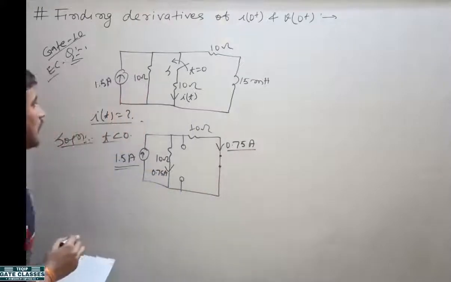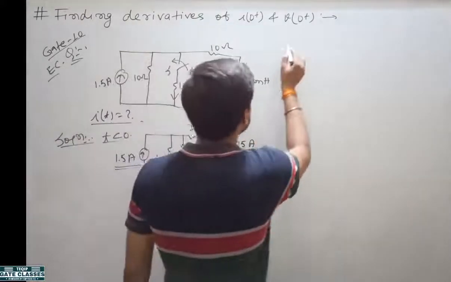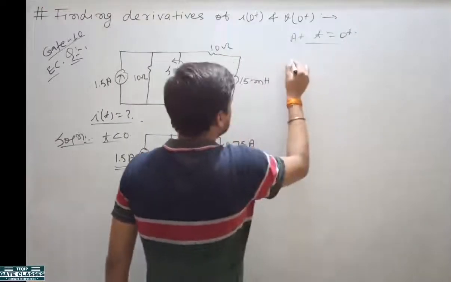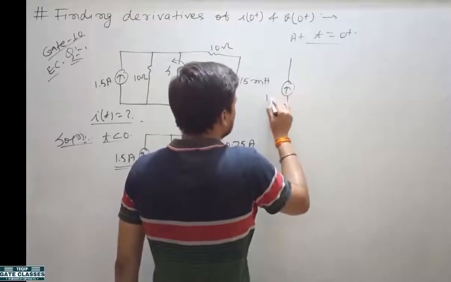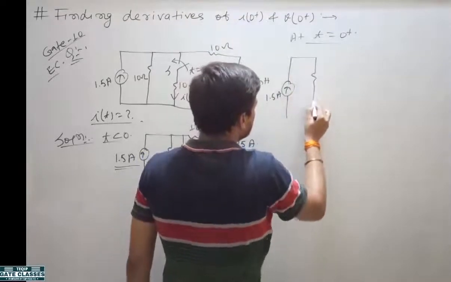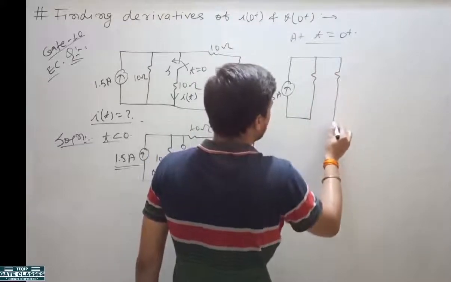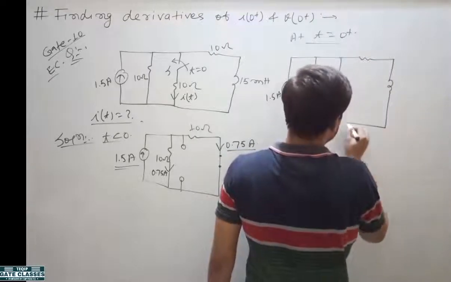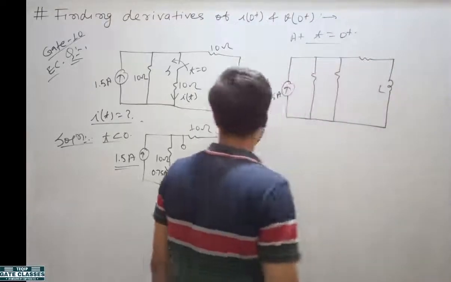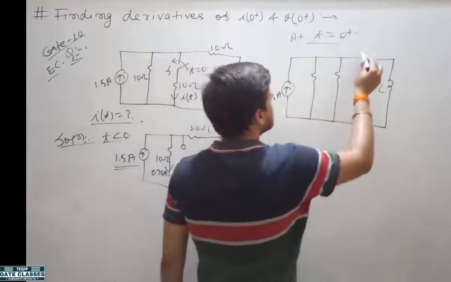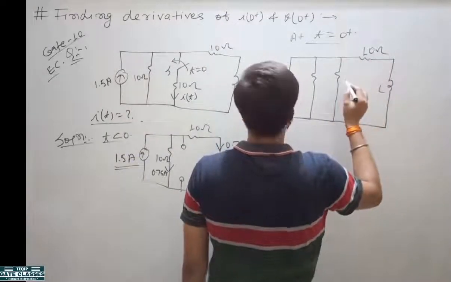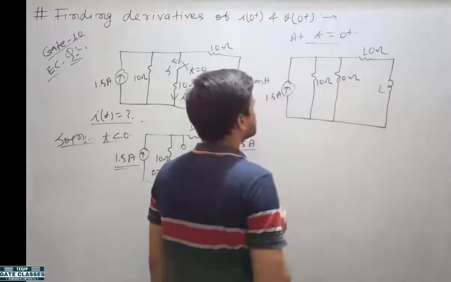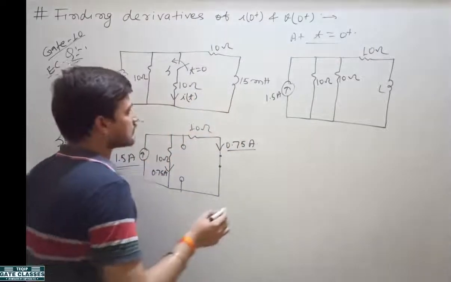Clear? Now the switch is going to be closed at t equal to 0 plus. At t equal to 0 plus, I am redrawing the circuit. Here it is 1.5 ampere. You are having one resistance. Now you will have one more resistance. It will come into the circuit and you are having the inductor. You see here it is 10 ohm, 10 ohm, 10 ohm, 10 ohm. Clear? This is current IT.